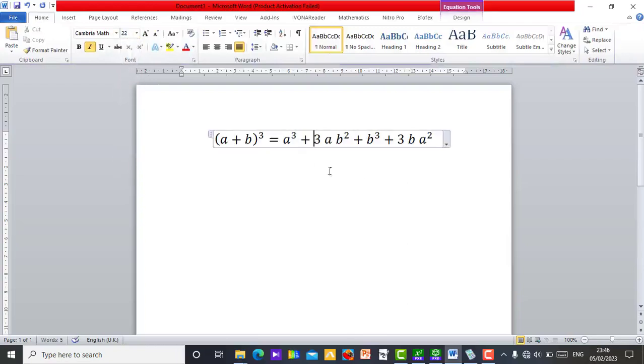So that is that. This is how you can use your Microsoft Word as a calculator to do some algebra work. So that's all I have for you. Get it and explore it. You will enjoy it as a math teacher and as a student.